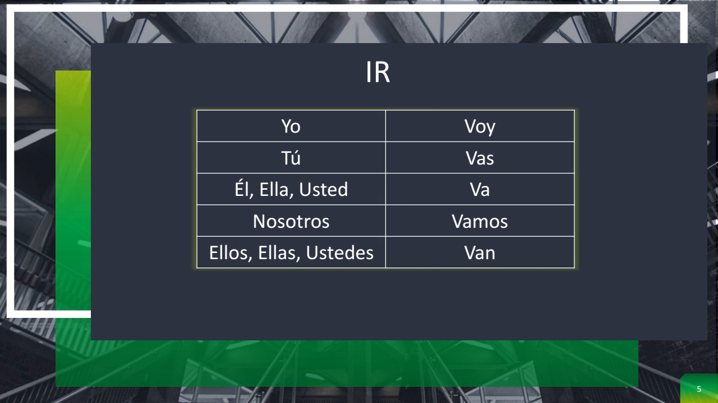Here are the conjugations for the verb ir. You should know these really well. If you do not know these, then you should write them down a couple of times on a piece of notebook paper and practice them so that you can make sure you have them etched into your memory. You'll be using them a lot. This is a verb that you should have already learned last year and that you should have memorized. So the conjugations of ir are voy, vas, va, vamos, van.